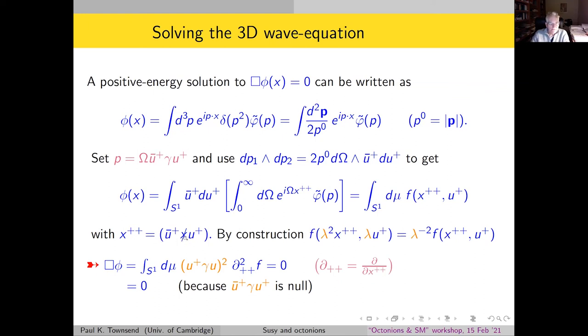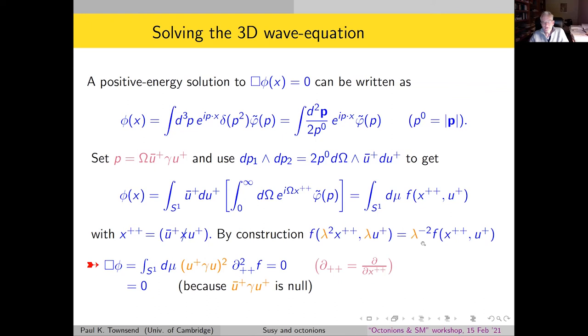So here it is. I'm using Feynman's notation x slash. I'm just calling that u plus x plus plus. So what I get here is e to the i omega x plus plus. This is the general p, but p depends on basically omega and u plus. And of course, then I get an x plus plus dependence through there. So if I do this integral, and you can easily see by construction that when I scale under this scaling of u, omega scales as minus two. And so this in fact scales as minus two.